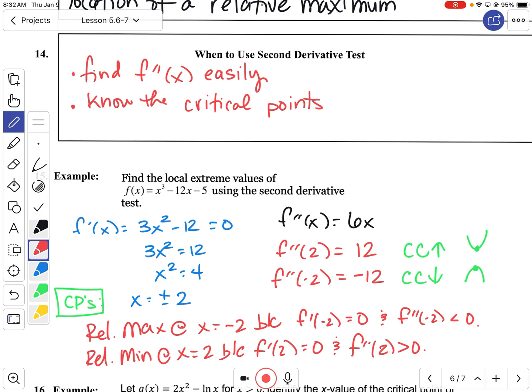So concavity is useful, all right? It will tell me a lot about the behavior of the function, and so that's why we spend some time looking at it, okay, with that second derivative. Question about that one?